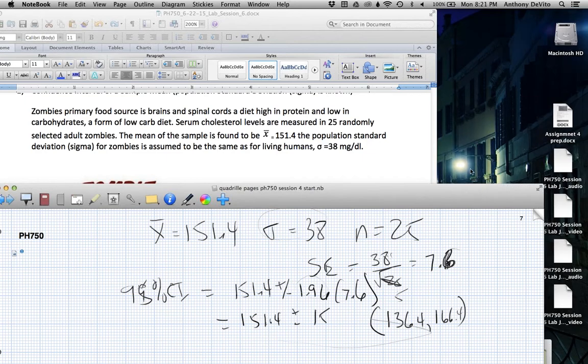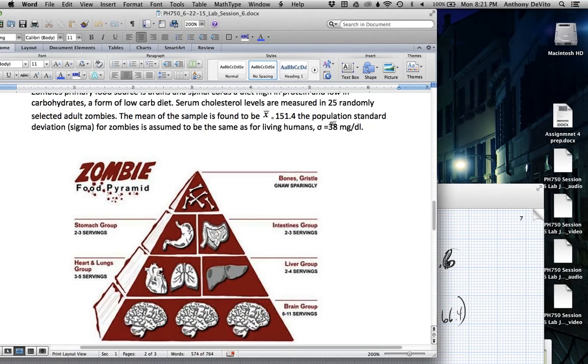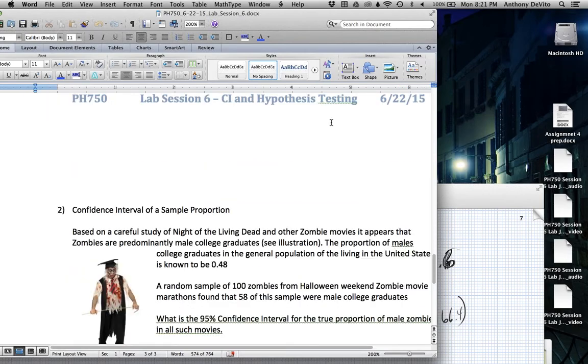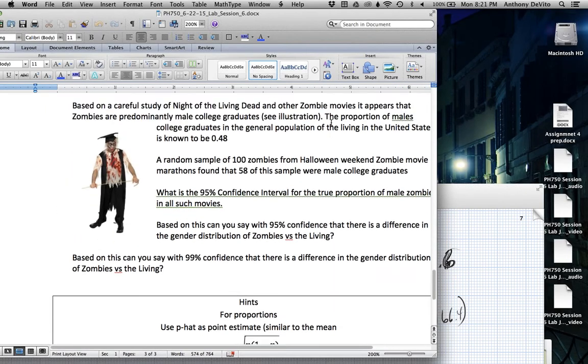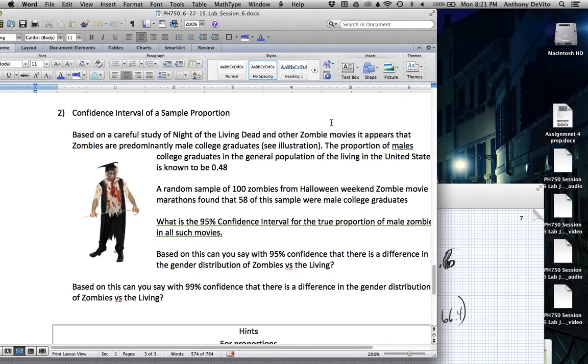Let's move on to that last problem, and then I'll take a quick look at homework number 3, because I know there's an issue on one of the problems. Okay, now it's going to be a proportion.